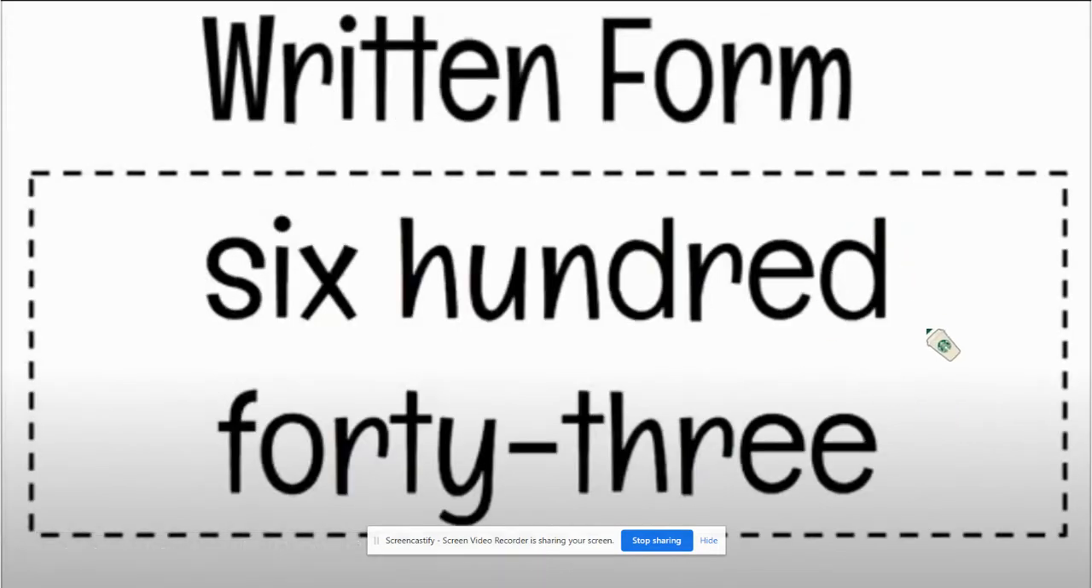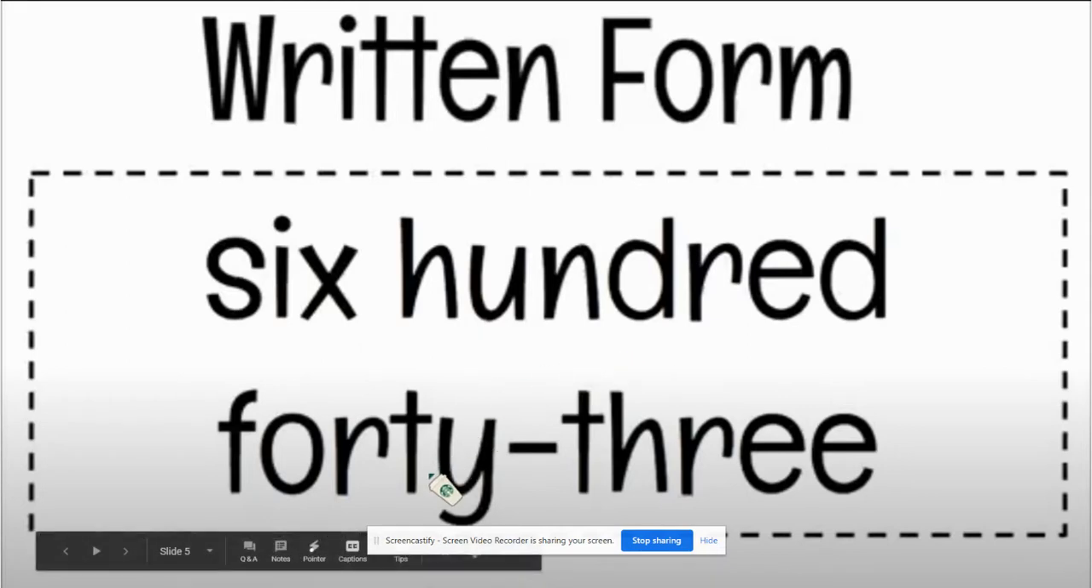And written form, as you remember, we'd use our words. So it's 6 spelled out, 100, 40, and remember what this is called? Hyphen. Don't forget to add that in there. 3.